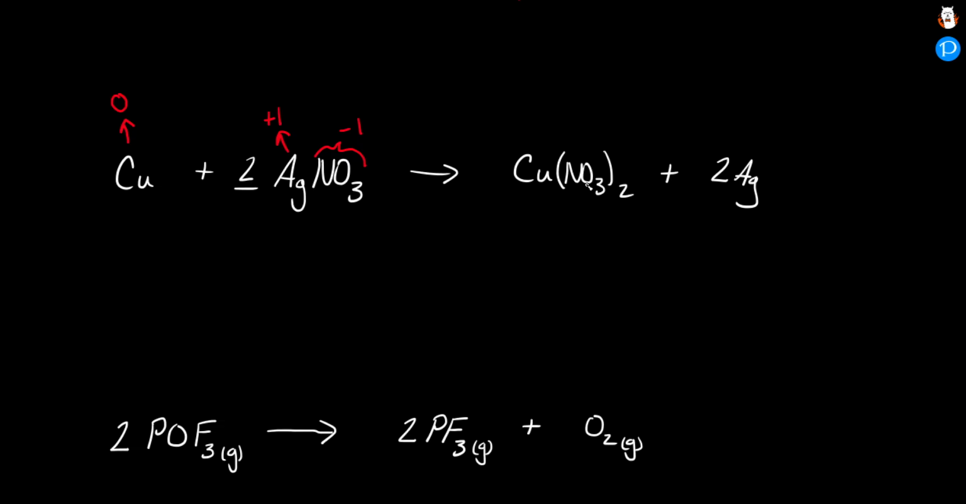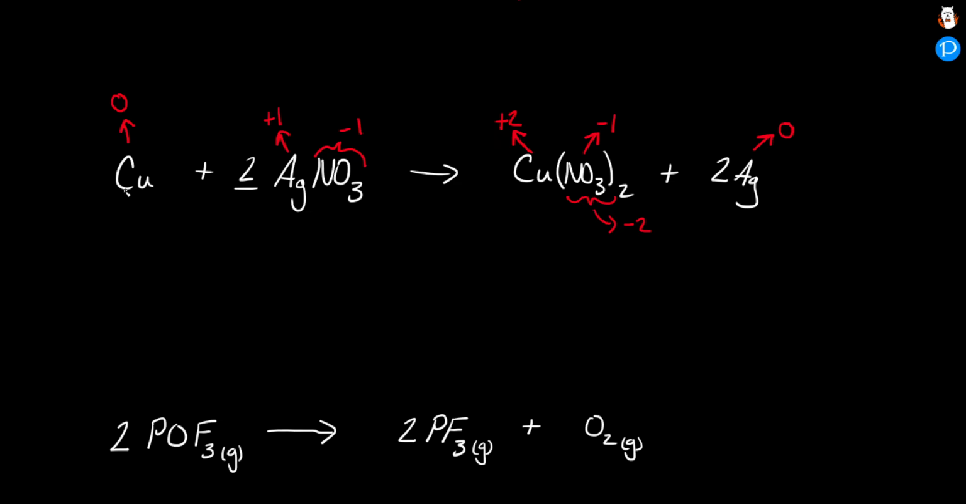On the other side, now I've got copper and nitrate together. Nitrate is still going to be -1, just like it was here, but I've got 2 of them. So the total coming from nitrate is going to be -2, because I've got 2 nitrates, each -1. So that means the copper by itself needs to be +2. And silver over here is now by itself. It was +1 in the compound. Now over here it's by itself as just an element on its own, so it is 0.